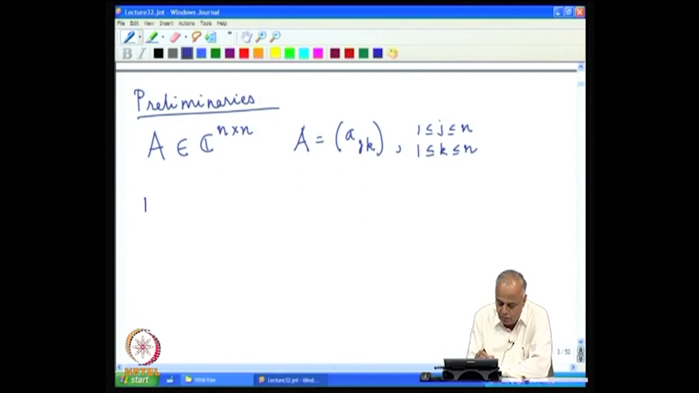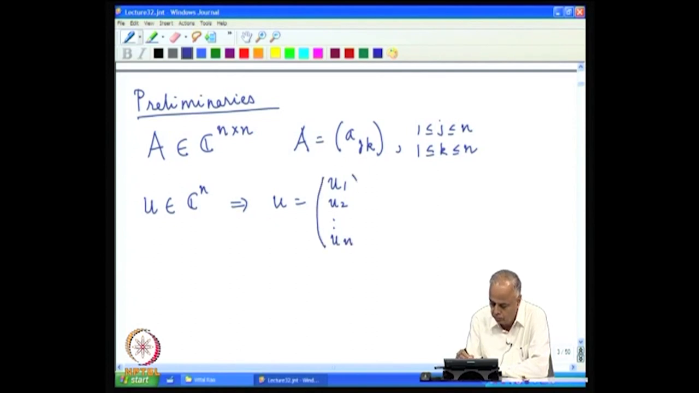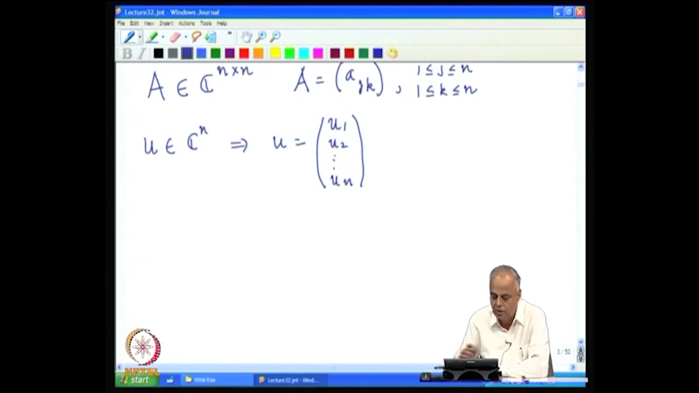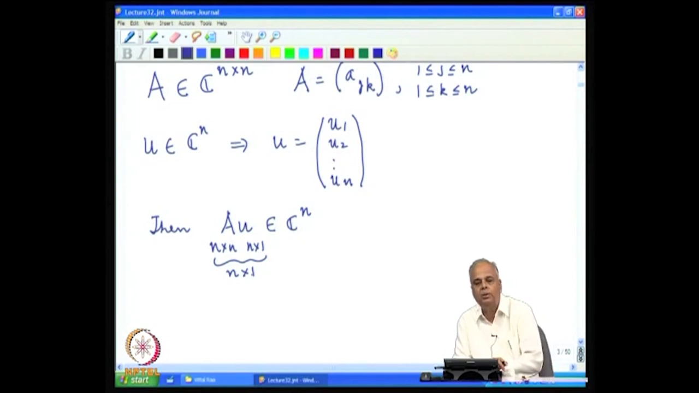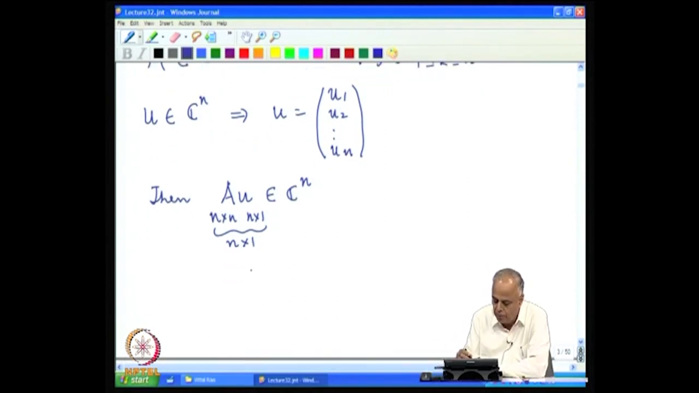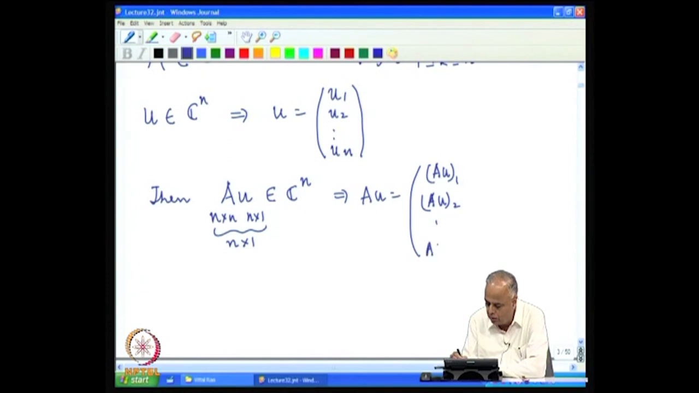Now, take any vector u in C^n, then u is of the form u equal to (u 1, u 2, ..., u n), where the u j's are all complex numbers. Now, if you multiply the vector u by the matrix A, that is also a vector in C^n, because A is n by n and u is n by 1. So, the product is n by 1. We can write A u as its first component (A u)1, second component (A u)2, and so on up to (A u)n.